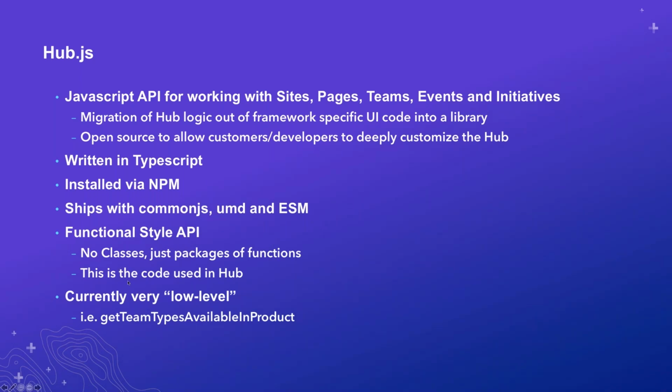Notably, this is the code that's used in Hub, right? This is our production code base. Anything we do with managing or manipulating a site goes through this: pages, initiatives, teams, events. This is the stuff.